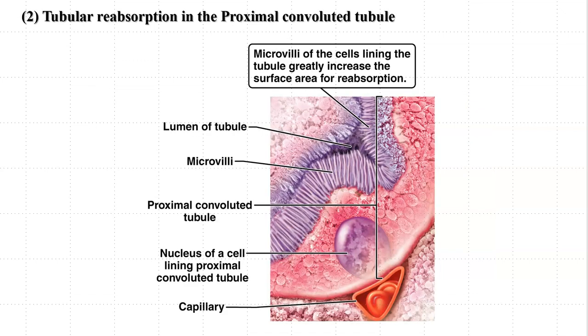So the next step is tubular reabsorption. Tubular reabsorption happens in the proximal convoluted tubule of the nephron. The proximal tubules are loaded with microvilli. Microvilli help in increasing the surface area for absorption. In the proximal tubule, 65% of the filtrate gets reabsorbed, and that's why this step is called tubular reabsorption.